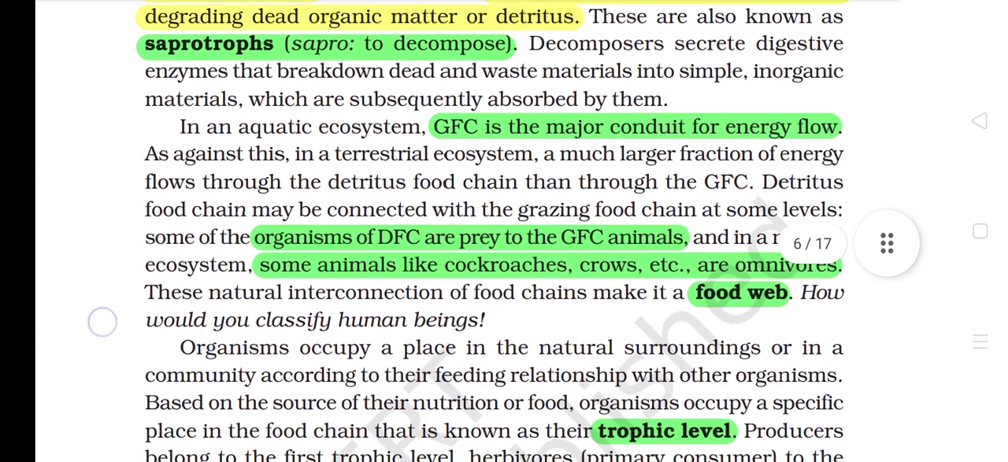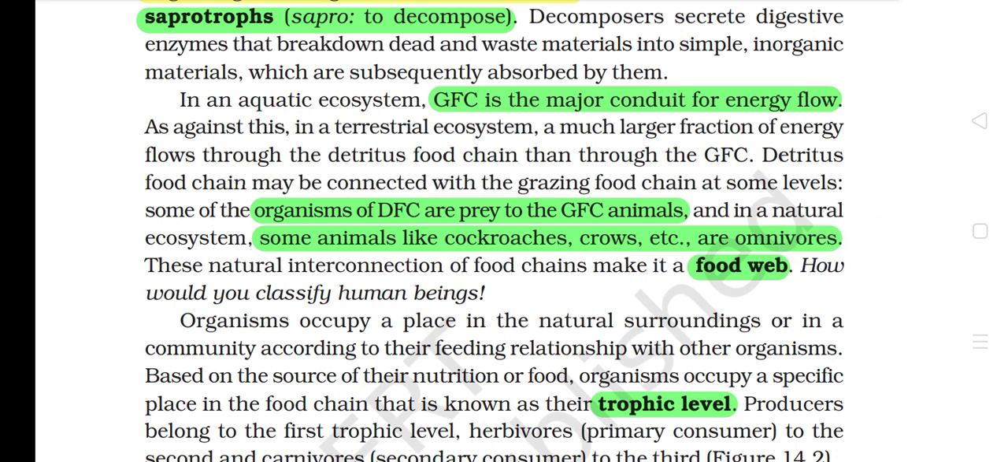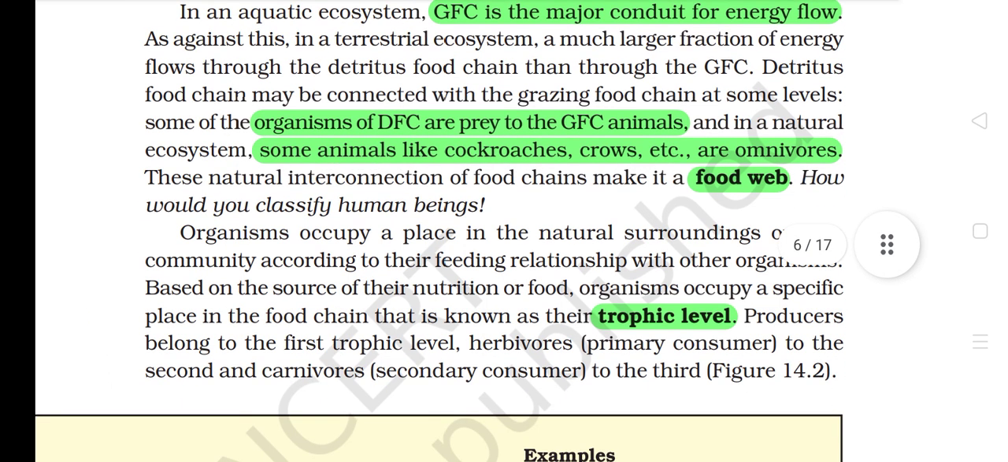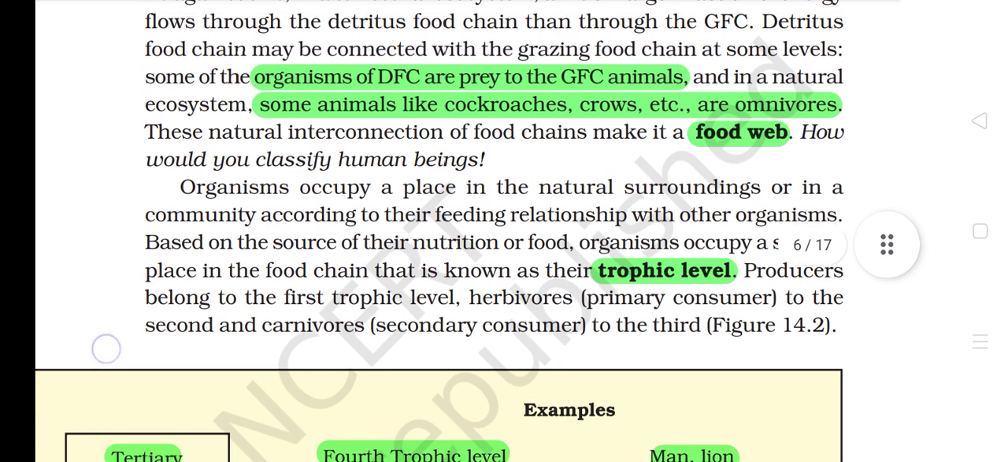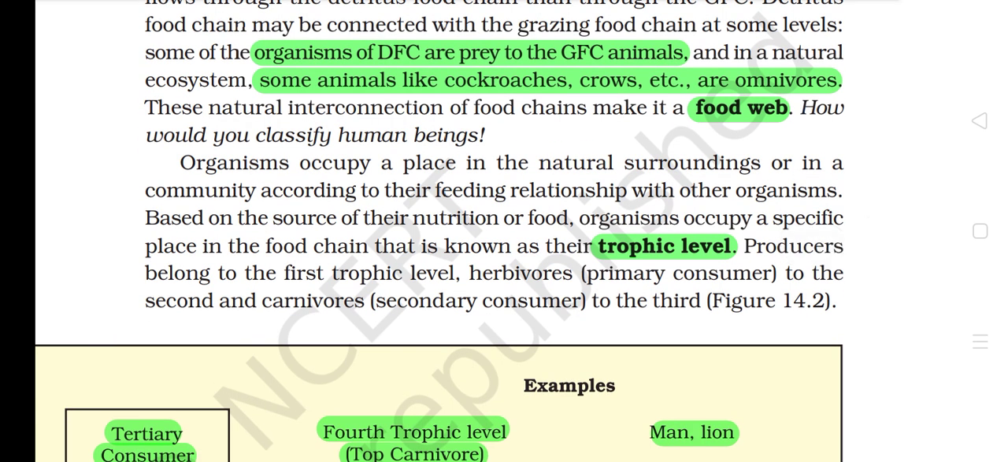subsequently absorbed by them. In an aquatic ecosystem, GFC is the major conduit for energy flow. As against this, in a terrestrial ecosystem, a much larger fraction of energy flows through the detritus food chain than through the GFC. The detritus food chain may be connected with the grazing food chain at some levels. Some of the organisms of DFC are prey to the GFC animals, and in a natural ecosystem, some animals like cockroaches, crows, etc. are omnivores. These natural interconnections of food chains make it a food web.